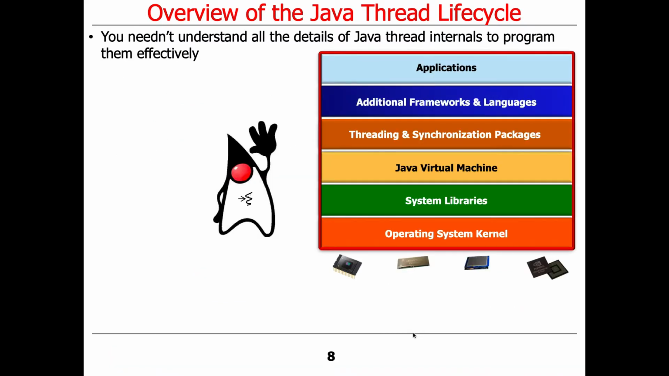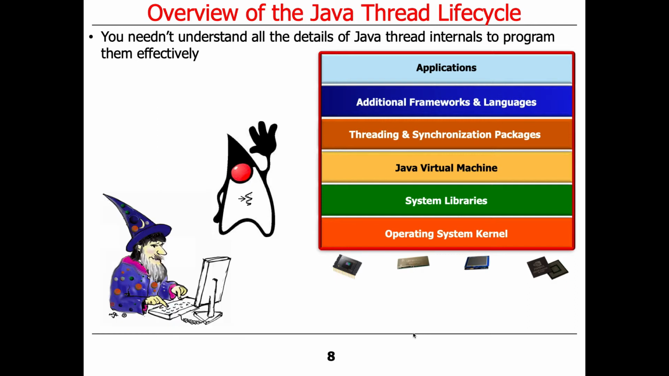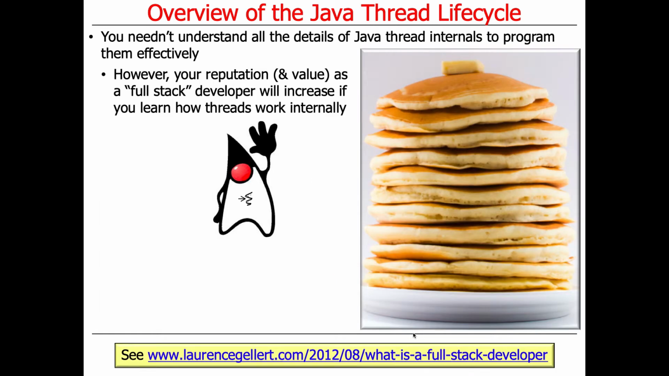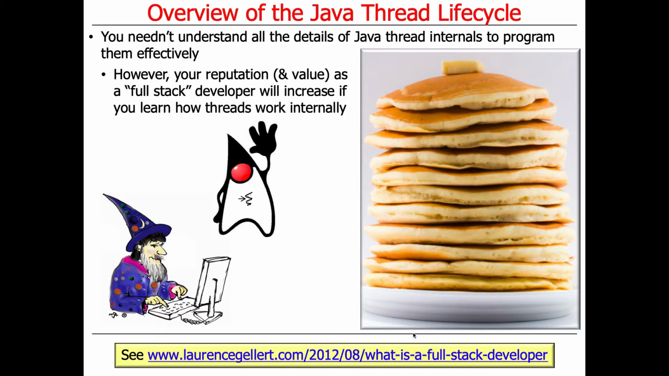You don't actually have to understand every last aspect of the Java thread internals in order to program threads effectively. That's one of the great things about abstraction. It can shield you from the details of how things work under the hood. However, your reputation and your value as a full-stack developer will increase if you know how threads work internally. It's just one of those things that people who are considered to be software masters, master software builders, like master Lego builders, understand these kinds of things.